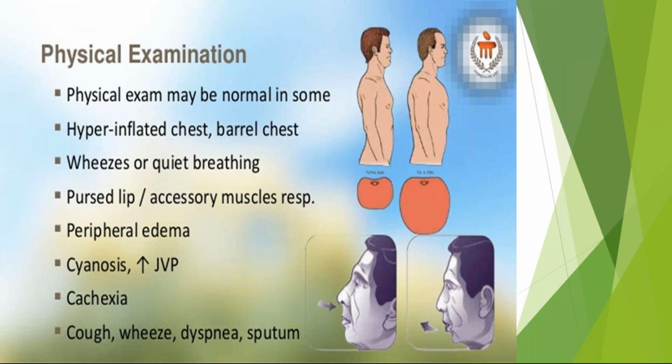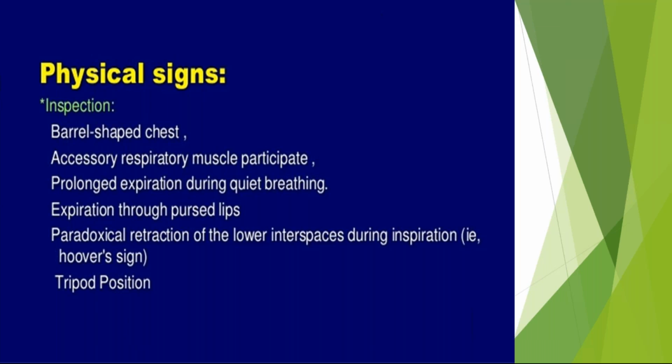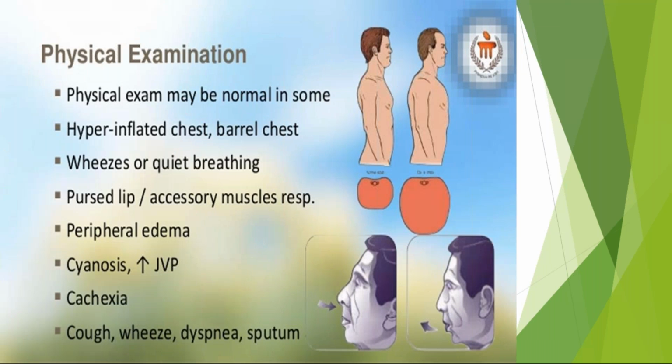Coming to the physical examination, the patient may be normal, or in chronic patients they may have a hyperinflated chest, which is known as barrel chest, where the AP and transverse diameters are both equal. The patient may have pursed lip breathing, using the accessory muscles of respiration, to prevent the collapse of alveoli. So we will see pursed lip breathing, and they may have wheeze or quiet breathing.